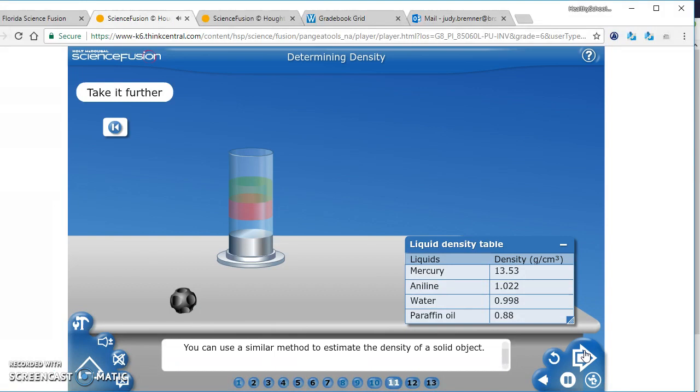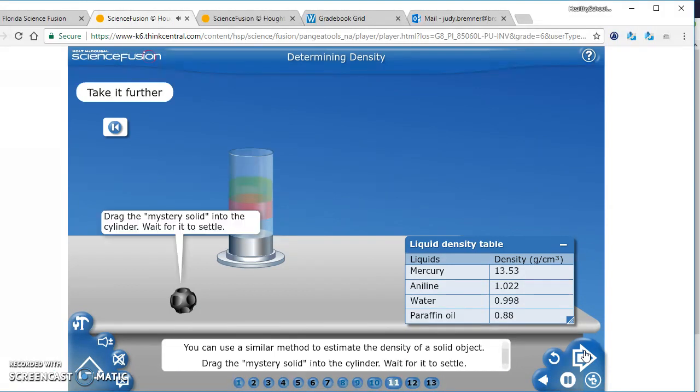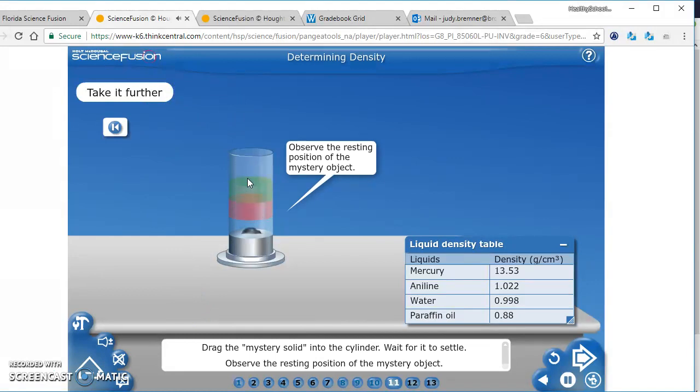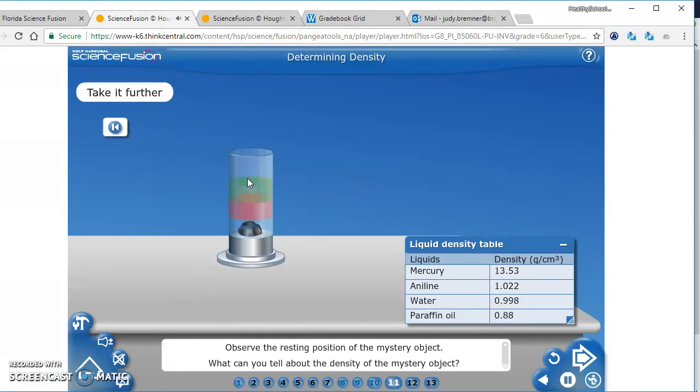You can use a similar method to estimate the density of the solid object. Drag the mystery solid into the cylinder and wait for it to settle. Observe the resting position of the mystery object. What can you tell about the density of the mystery object? Click the cylinder to discover more.